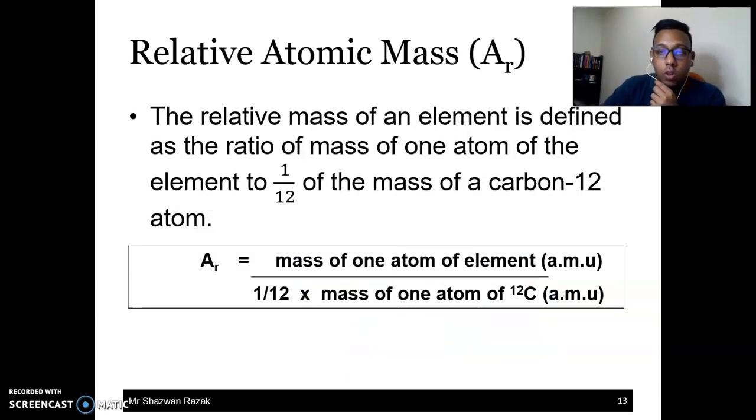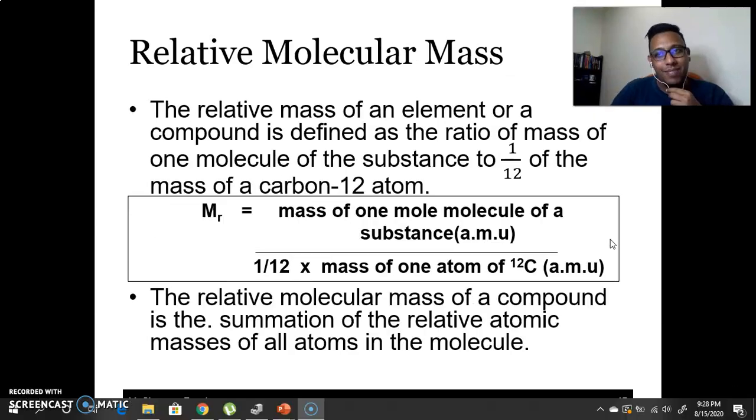Alright. So, next one. The concept of relative atomic mass is not supposed to be taught here. This is a recap. We learned relative atomic mass in school. We compare it with carbon 12. Similarly for relative molecular mass, which is the mass of one molecule of a substance. We compare it with 1/12 of carbon 12. The mass of carbon 12 is actually 12.00.